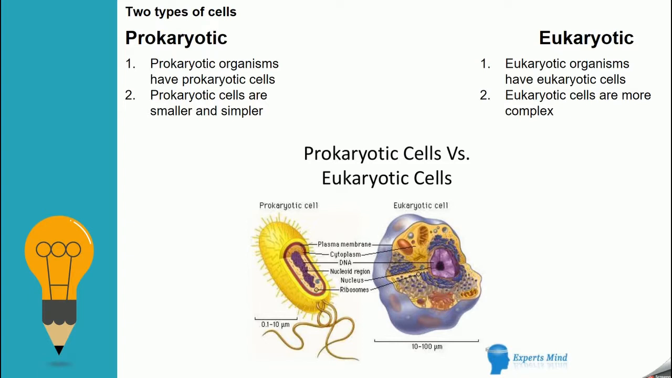So you can look at the diagram here and see that prokaryotic cells have the size between 0.1 micrometers and 10 micrometers, whereas eukaryotic cells are between 10 and 100 micrometers, which is a big difference. And also you can see that the eukaryotic cells have much more organelles in comparison to the prokaryotic cells.